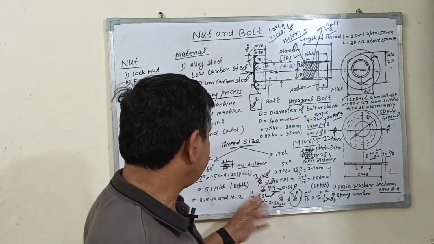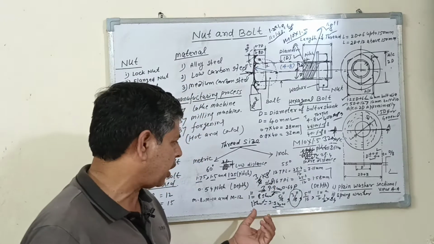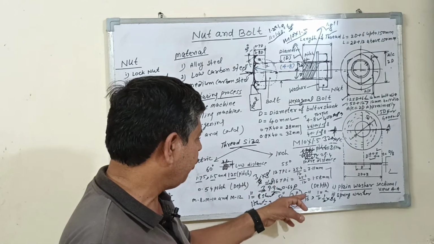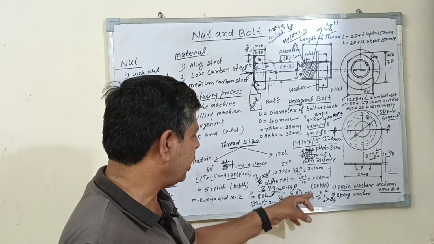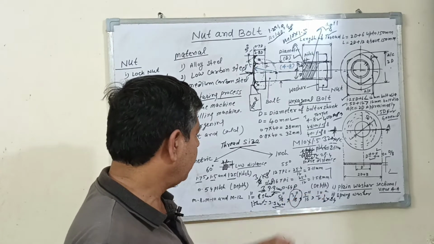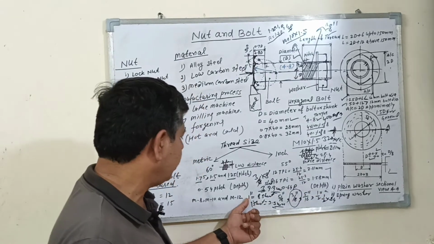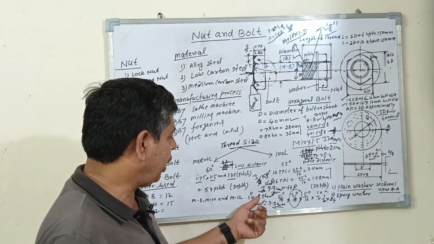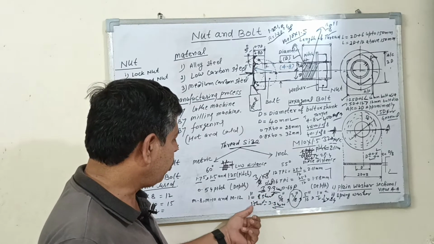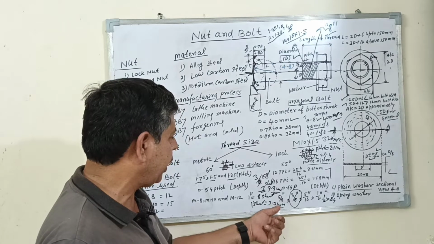The inch threads are available in the market in this way: 3 by 8 inch, 5 by 16 inch, 1 by 16 inch. So 1 inch is equal to 8 soot. 1 inch is equal to 8 soot. So 1 soot is equal to 3.3 mm.